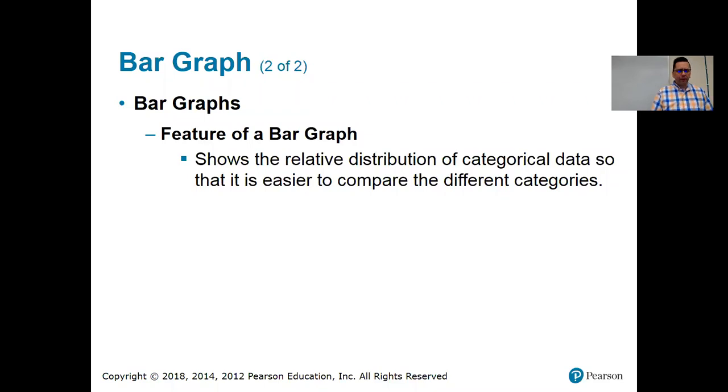Feature of a bar graph, don't they have an example here? I think they do somewhere. It shows the relative distribution of categorical data so that it's easy to compare different categories.